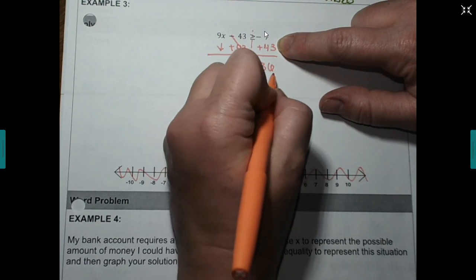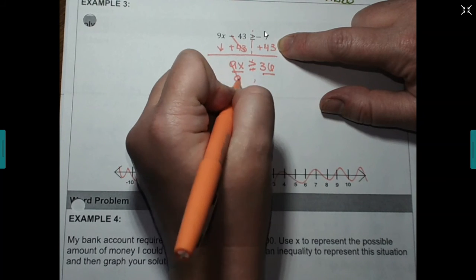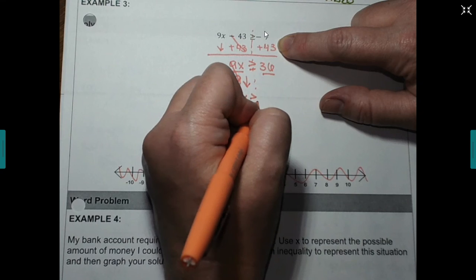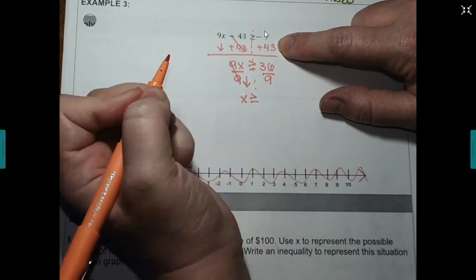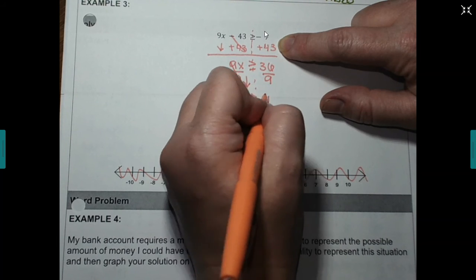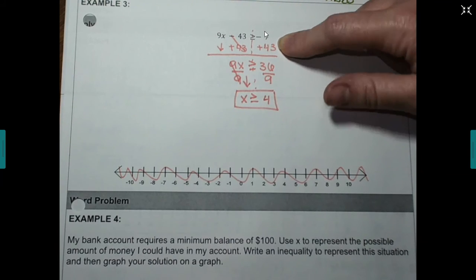And then we divide both sides by 9. Gives us x is greater than or equal to 36 divided by 9. 36 divided by 9, I'll be your Desmos, 4. Oh, we probably could have graphed that one. Oh well, we won't.